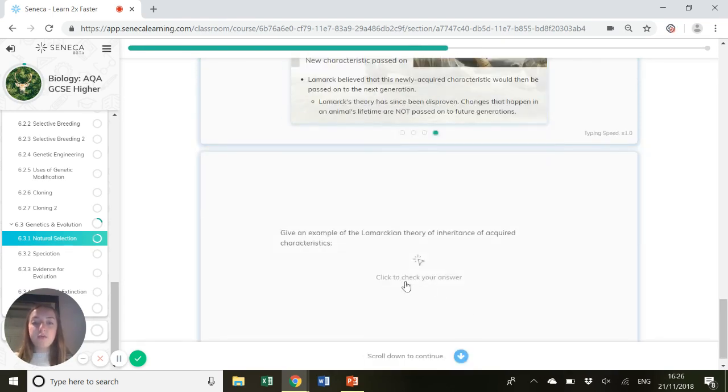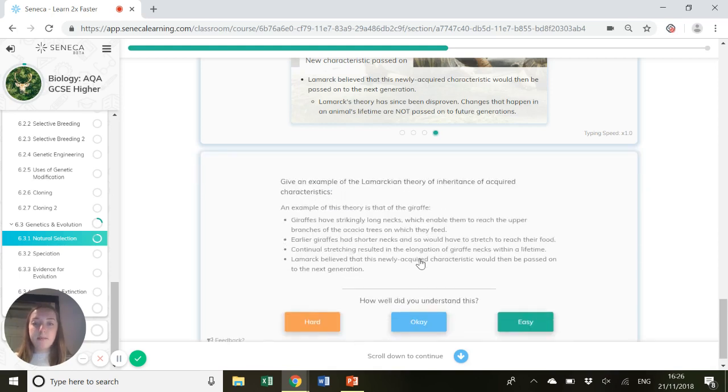So now we've got to click the wrong word. Oh no, we don't. We've got to look at Lamarck's theory of inheritance of acquired characteristics to give an example. Let's have a look at some examples. So his example was the giraffe, which we just talked about.